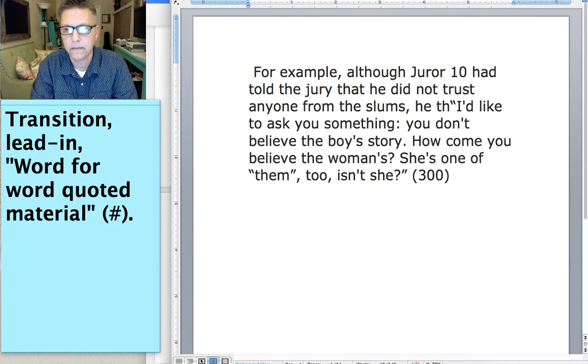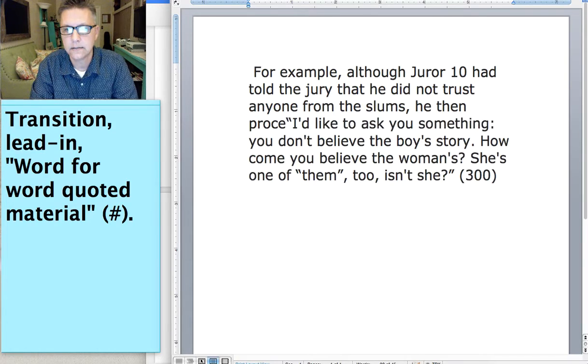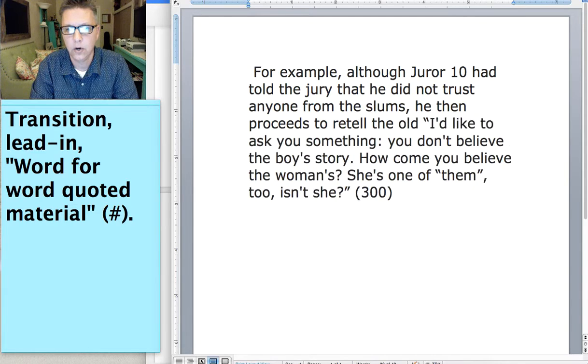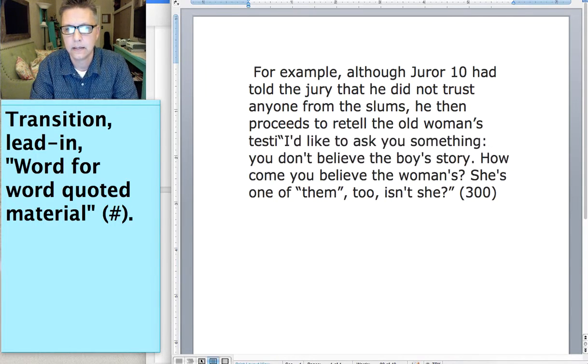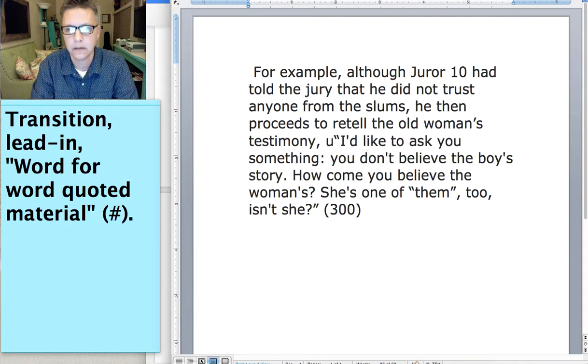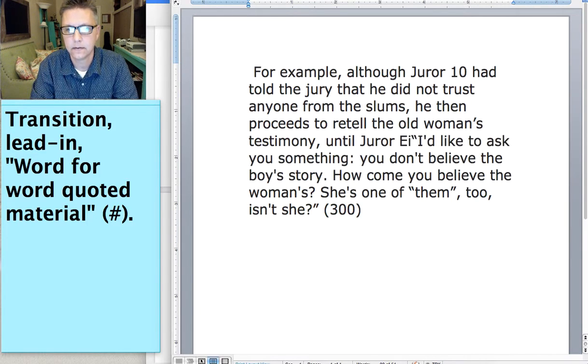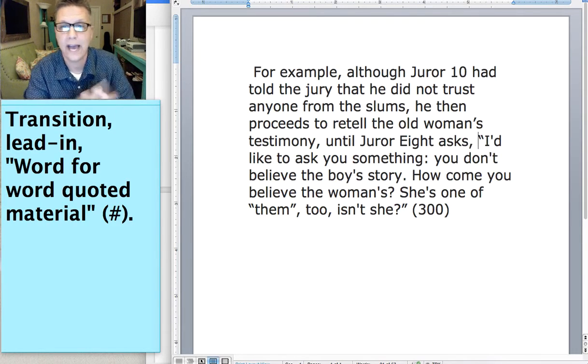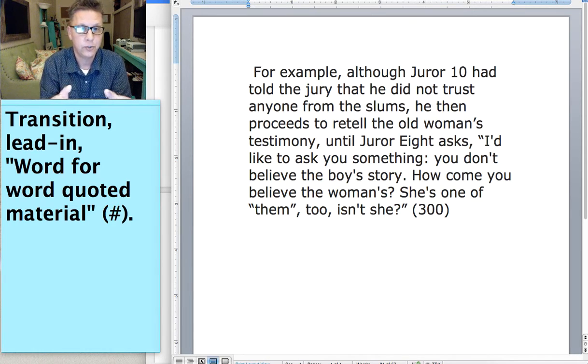He then proceeds to retell the old woman's testimony until juror 8 asks, comma. All right, so do I have who? Yeah, juror 8. Do I have, or to whom? He's talking to juror 10. Do I have the context? Absolutely. I say very clearly that 8 is responding to a couple things that 10 had earlier said. All right, so there it is.